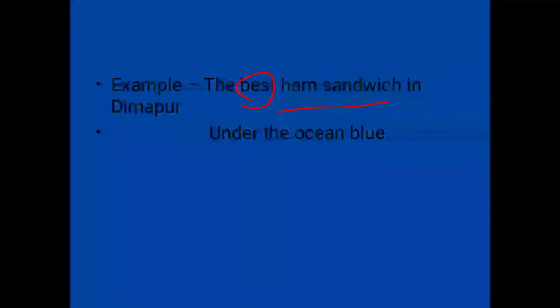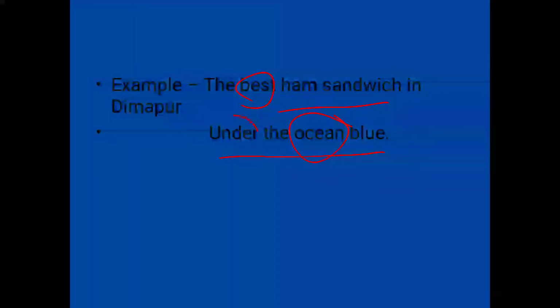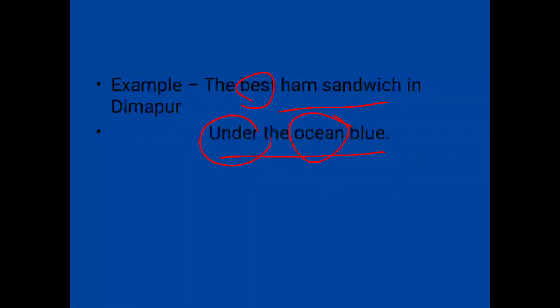Next example is "under the ocean blue." Is this a phrase? Again, we don't have a verb. We have a subject, "the ocean", and we have "under", which is a preposition. So we have a direction and a place, but we don't have an action. That would make it a phrase and not a clause.